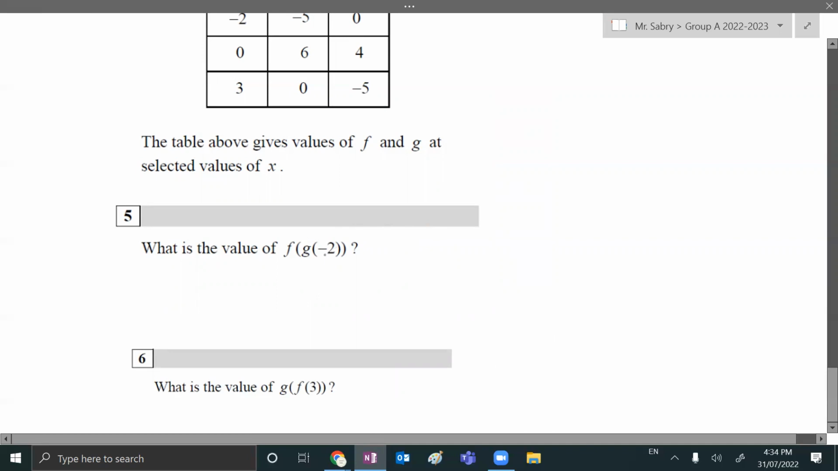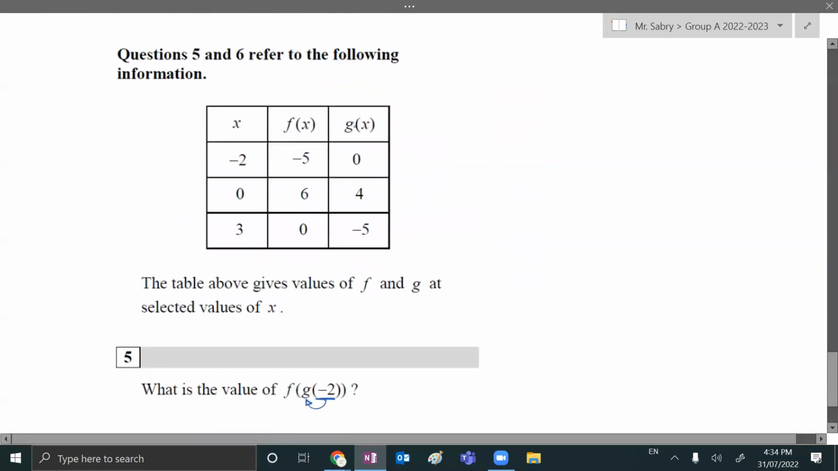F of g of -2. So I'll need the -2 in the g. So I'll check the table. When x was equal to -2, what was the value of g? It was 0. So now I need f of 0. How do I get that? I'll go and check when x was equal to 0. What was the f value? It was 6. So the answer here is 6.